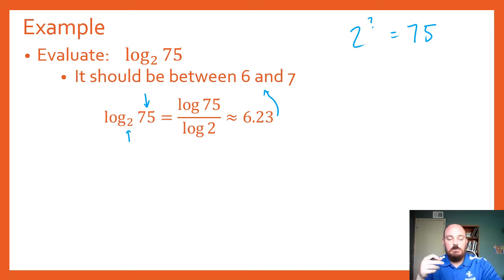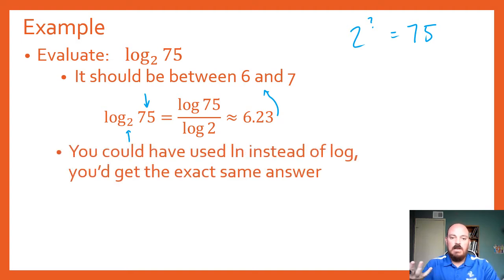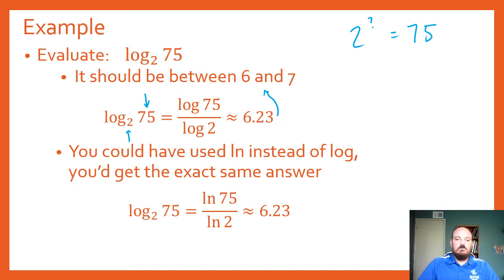Now before we move on, I just want to mention I chose log, but I also could have done natural log. I could have said, okay, instead of using the common log or base 10, let's change to base e, the natural log. Same thing, natural log of this number on top over natural log of this number on bottom. I grabbed my calculator, I used the ln button instead of the log button, and I did natural log of 75 divided by natural log of 2, and you get the exact same answer. So it doesn't matter which button you use, log or natural log.